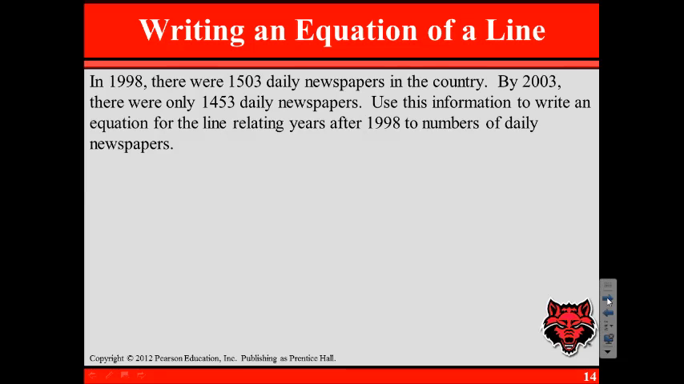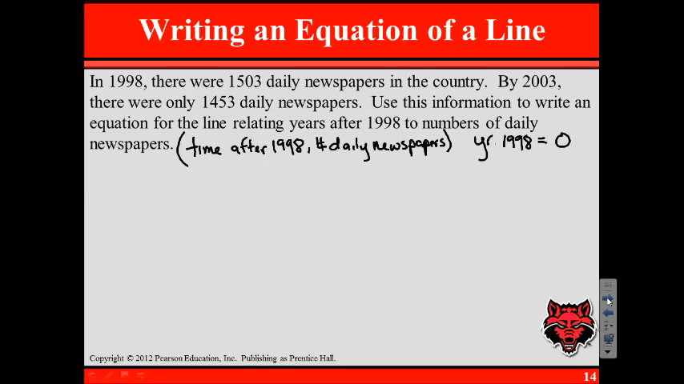Let's first use the information given to set up 2 points. It tells us we want to relate time after 1998 and number of daily newspapers. Now, in this scenario, because we're looking for time after 1998, we're going to say that year 1998 equals 0. Okay, that's our starting point. Our starting point is always going to be 0.